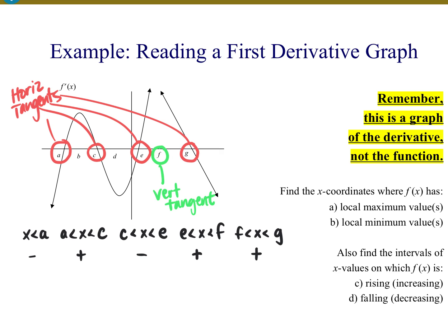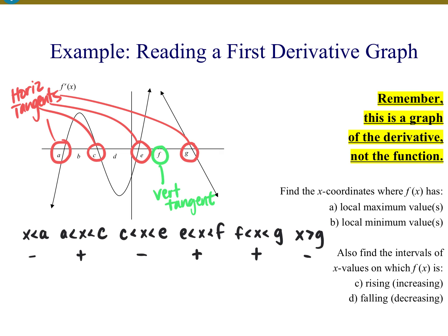So notice it was plus and it stayed plus. But I still have a vertical tangent there. Okay, still got something going on. Maybe it's a cusp. Maybe it's a corner, something going on. And then we have anything greater than g, and that's a minus.